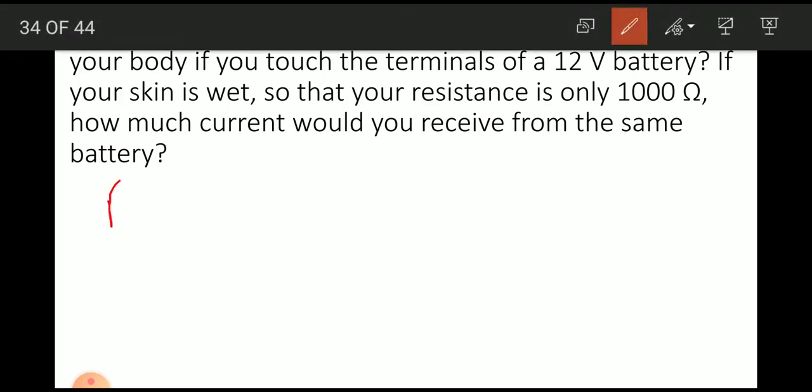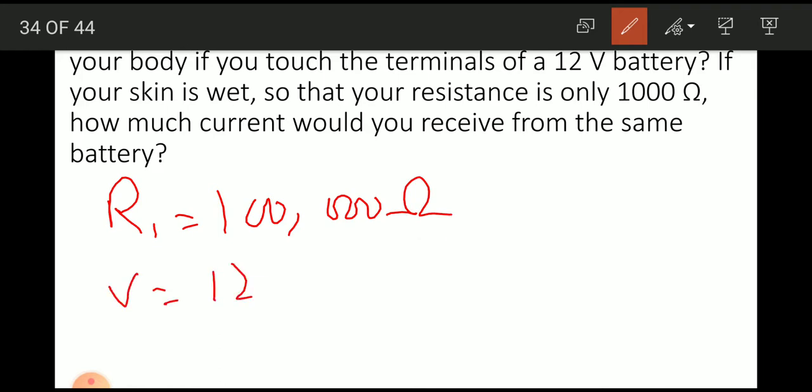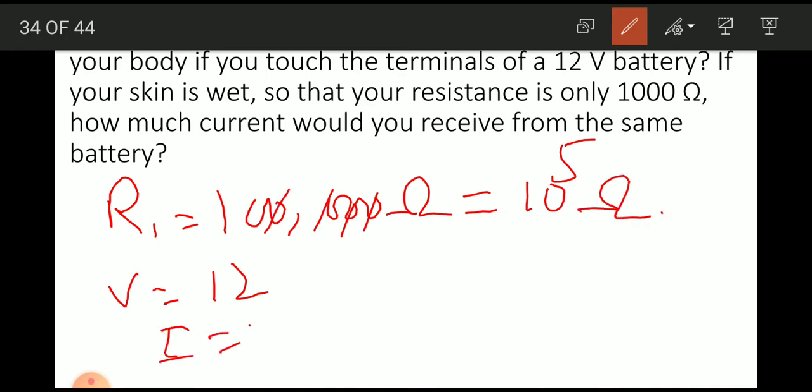In the beginning, resistance R1 is equal to 100,000 ohm. Voltage is 12 volt. So we will write this resistance in scientific notation: 10 to the power 5 ohm. Calculate the current. So I is equal to V divided by R. Using this formula you can find the amount of current, and you will get 1.2 cross 10 to the power minus 4 ampere. You will get the answer.